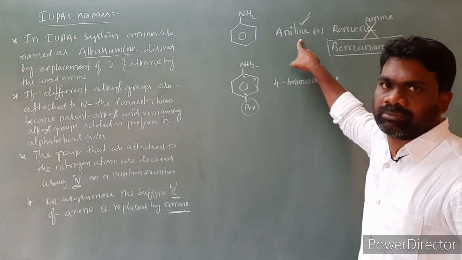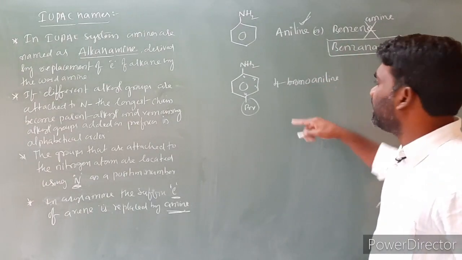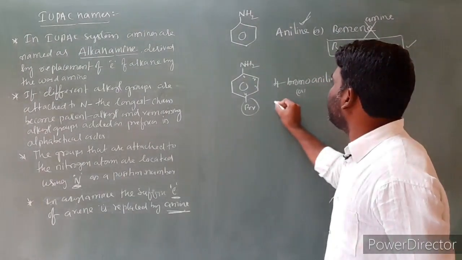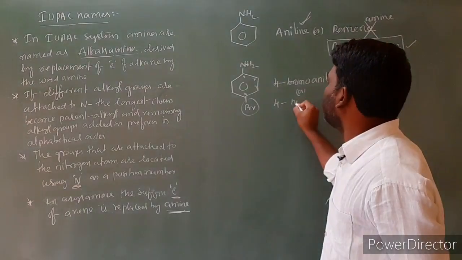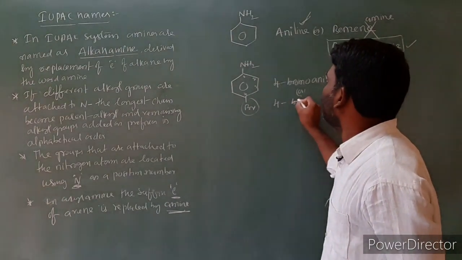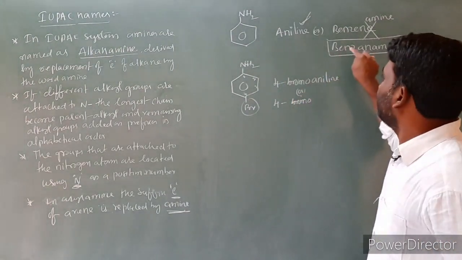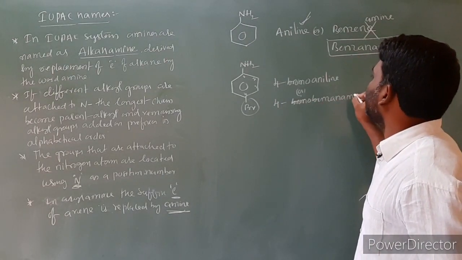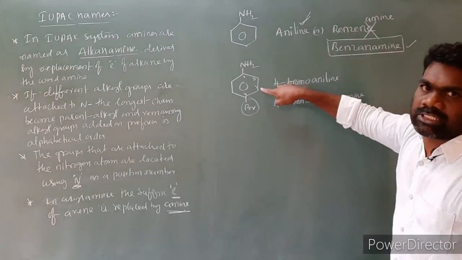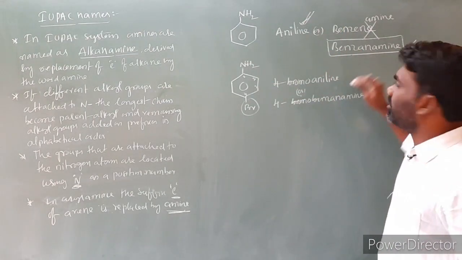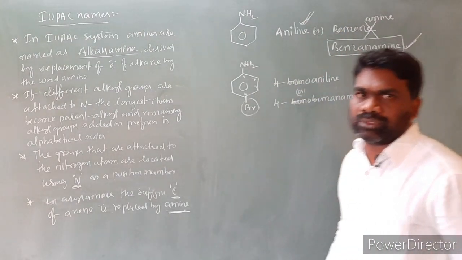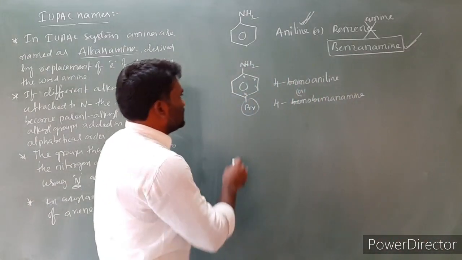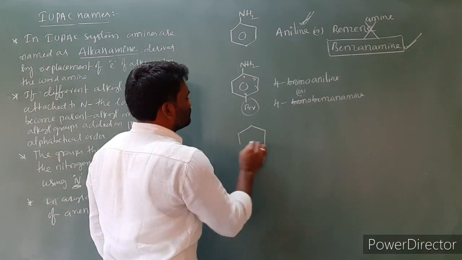Because this is also an IUPAC name, it is also accepted as an IUPAC name. Or you can write another way as 4-bromobenzenamine. I wrote the IUPAC name of this compound by using aniline. Even I wrote it by using benzenamine. Both are correct. Take one more example for better understanding.